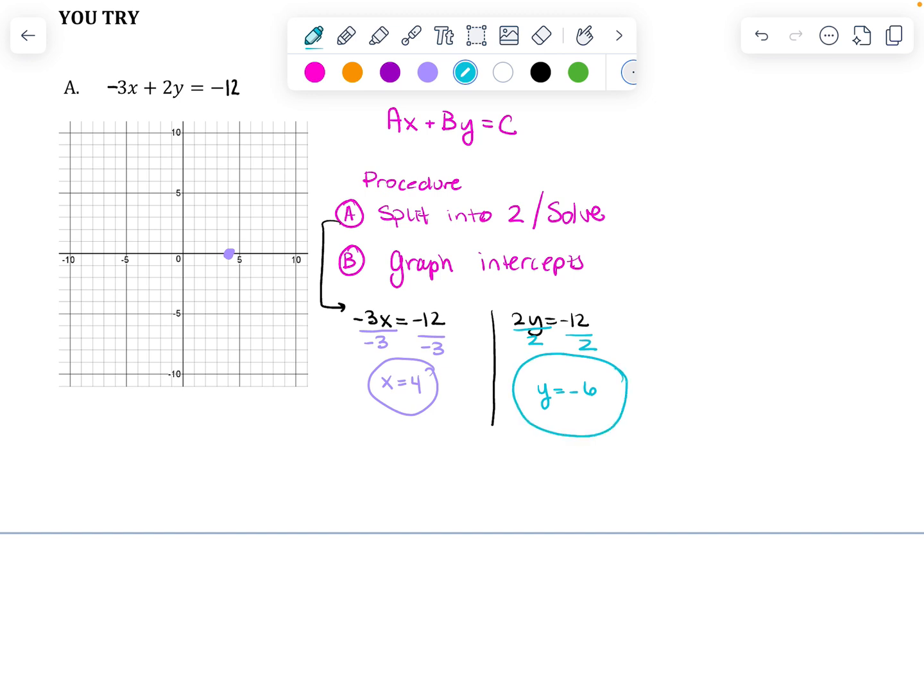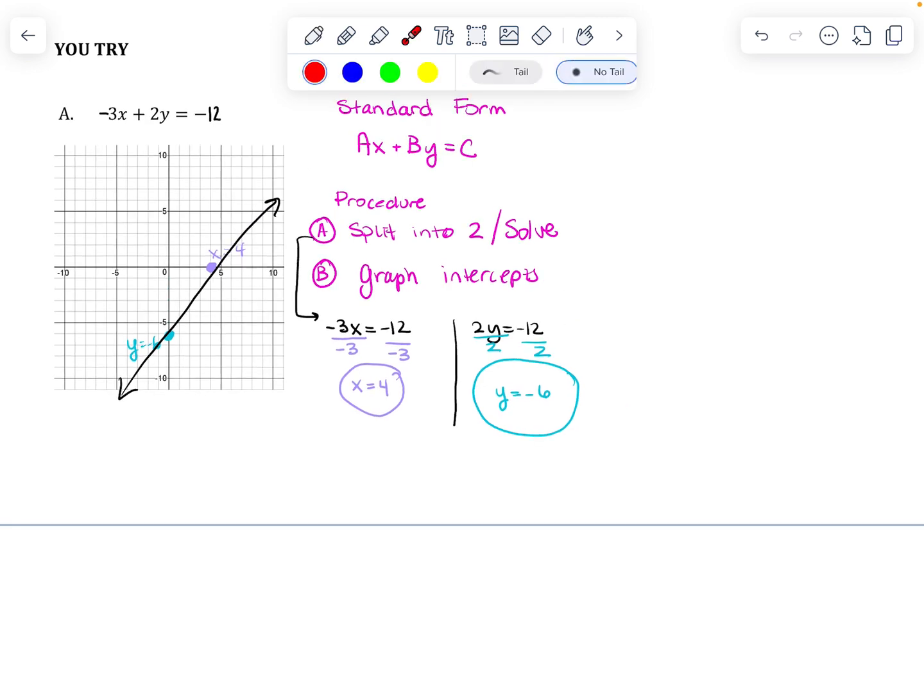So 1, 2, 3, 4, 5, 6 is down here. So this is where y was negative 6. This is where x was 4. I only need 2 dots to make a line, so I have my 2 dots. So connect and go, and that's literally it.